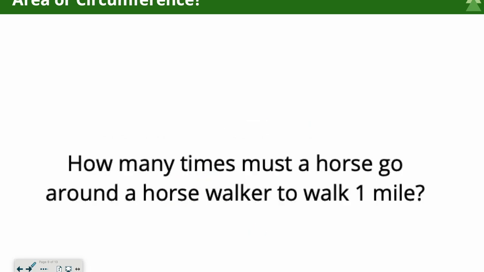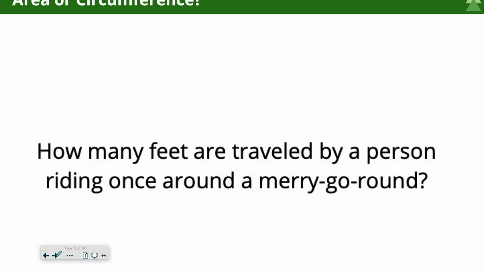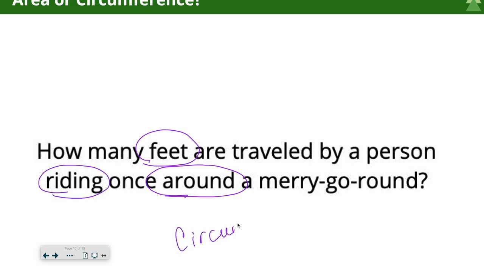How many times must a horse go around a horse walker to walk 1 mile? That is circumference. How many feet are traveled by a person riding once around a merry-go-round? Feet, around, riding. That is circumference.